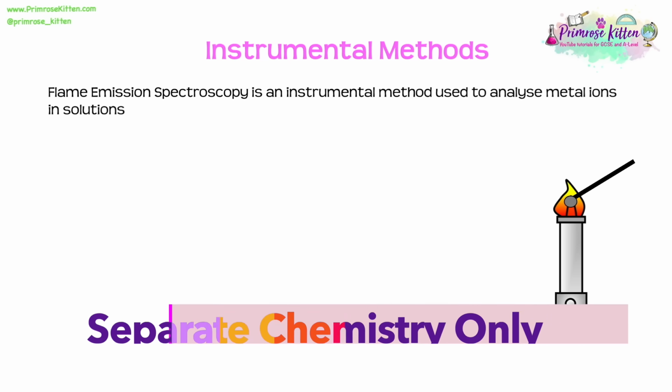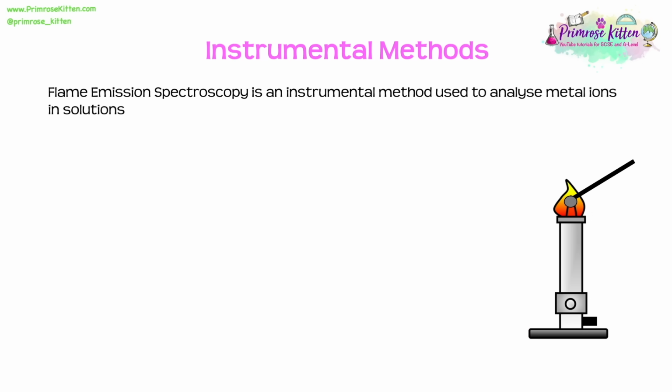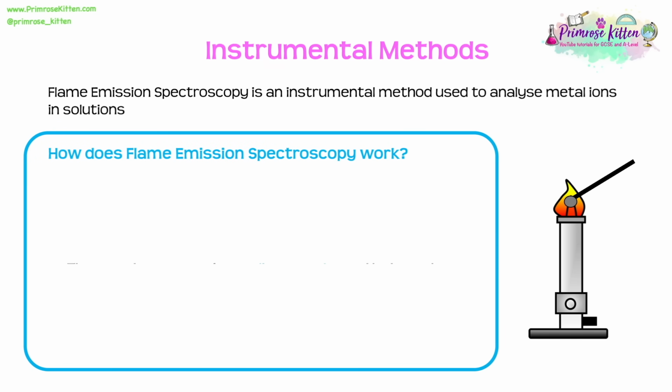The instrumental method that we need to know about in a little bit more detail is flame emission spectroscopy. Now, flame emission spectroscopy is an instrumental method used to analyse metal ions in solutions. So we could use it instead of those sodium hydroxide tests. We need to know how flame emission spectroscopy works.